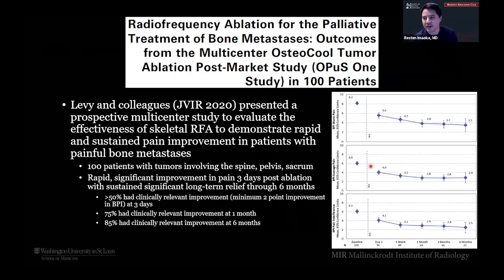So we talked a little about the safety, and here we'll talk a little bit about the efficacy. So this is a relatively recent trial, OPuS One, talking about the efficacy of treatment of these spine tumors with RFA.